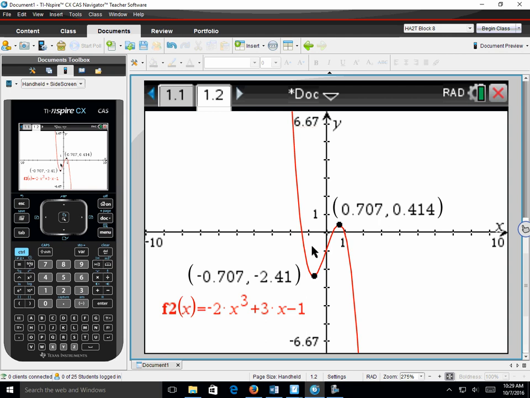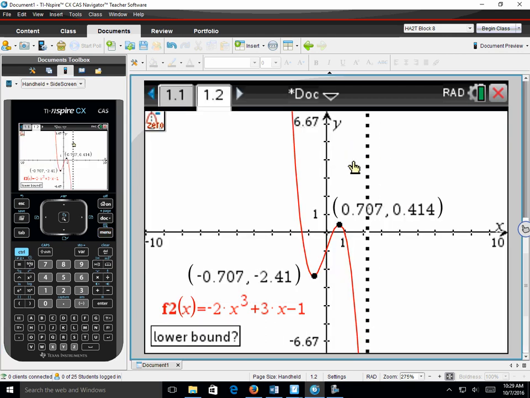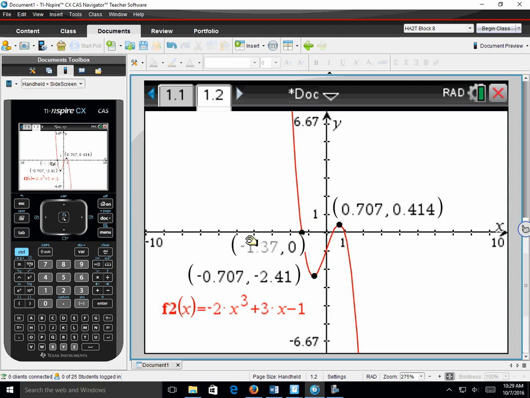And now if I want to find these zeros, and I'm pointing to a zero right here, and there's one over here, and there's one over here. If I want to find those zeros, I'm going to go Menu, Analyze Graph, Zero. And now I have a bunch to find, so I want to be specific. If I want to find this one right here, I have to get to the left of that one, click, get to the right of that one, click, and it's found it, and it is approximately negative 1.37, comma 0. So negative 1.37 would be a zero of the function. Or at least it's an estimate for it.